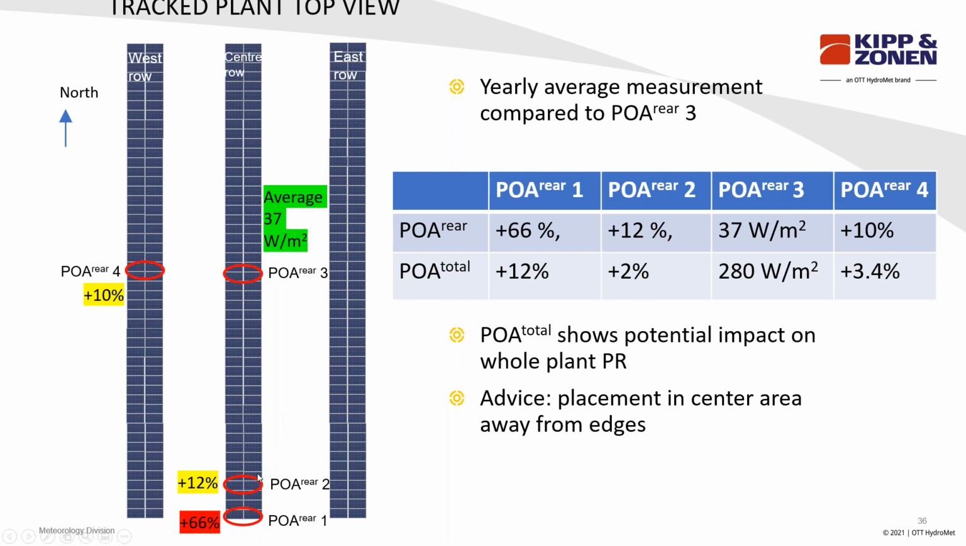Now, other measurement locations: when you take the westernmost row, we see that the measurement is 10% too much. And if you move away from the edge, we have 12% too much. So again, the advice is to place the sensors away from the edges and not on the westernmost and easternmost row.